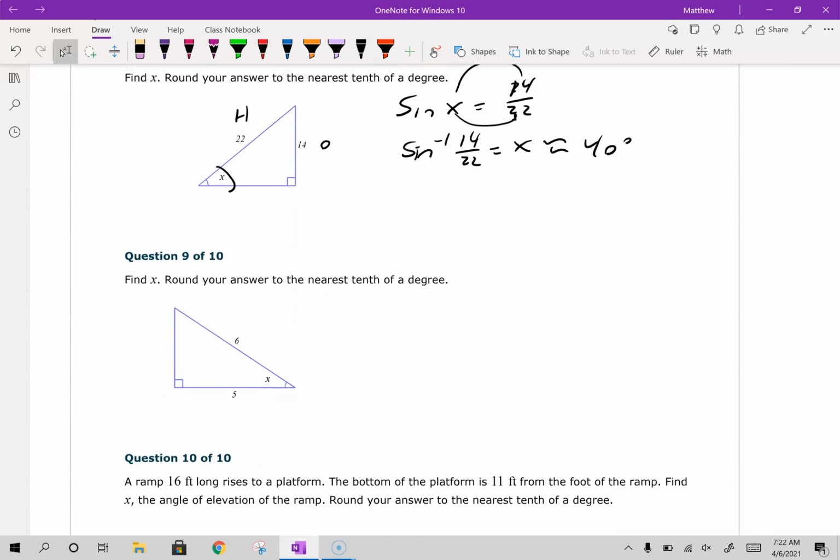Number 9, round your answer again. So I have adjacent and hypotenuse. So the cosine of x equals 5 over 6. So the inverse cosine of 5 over 6 equals x. So 33.6.